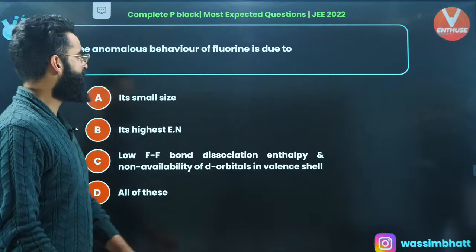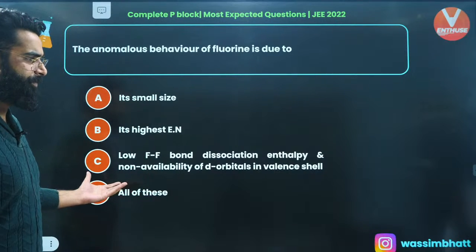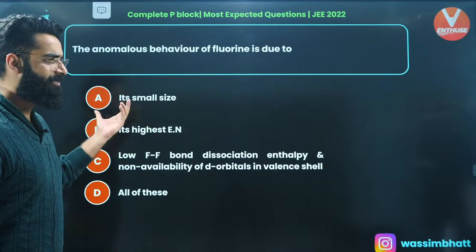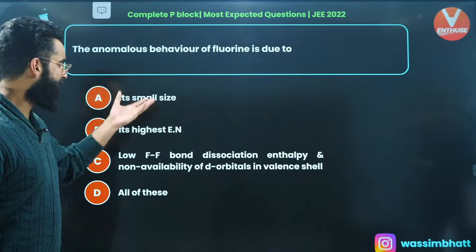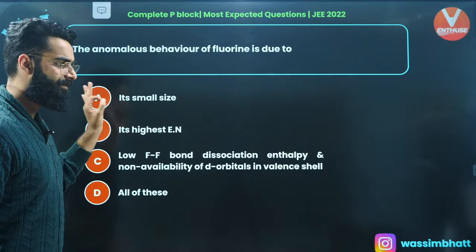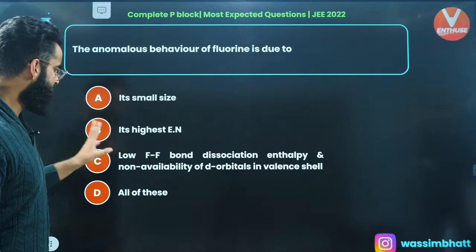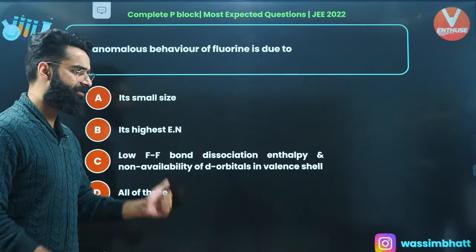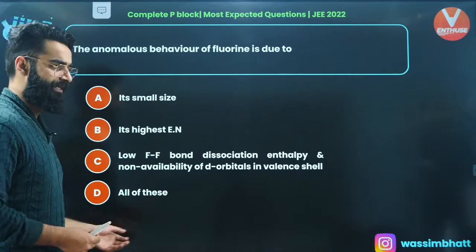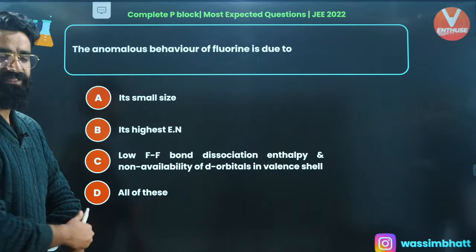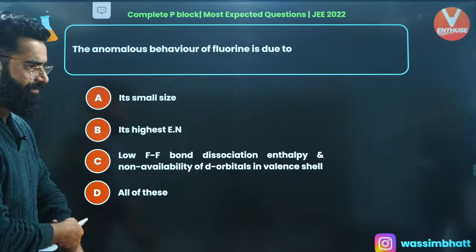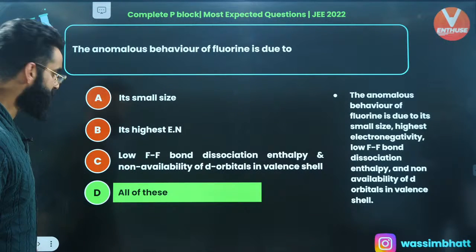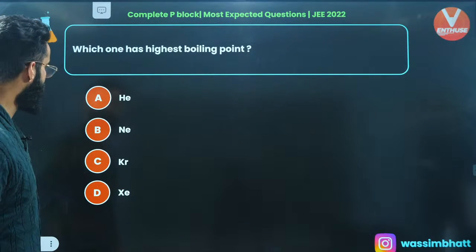Okay, the anomalous behavior of fluorine. Very common question. Every one of you would be knowing this, right? Anomalous behavior of fluorine, what is the reason? Small size, absolutely correct. Highest electronegativity, absolutely correct. Low F-F bond dissociation enthalpy and non-availability of d orbitals, absolutely correct, right? All of these. So it's going to be option D, which is the correct answer of this particular question, right? I'm sure you're taking a note of every single thing which I'm telling you right now.